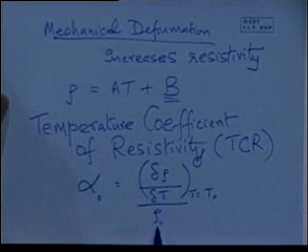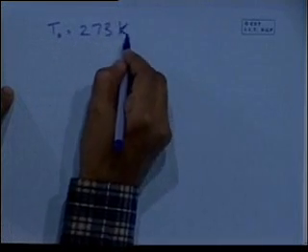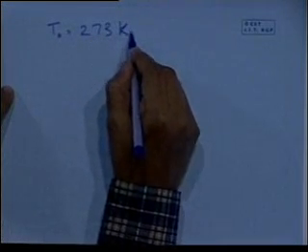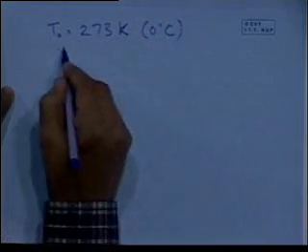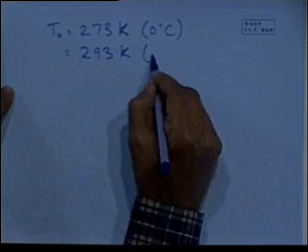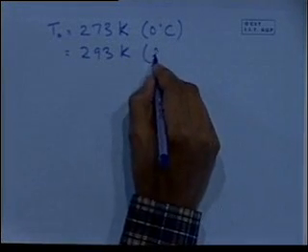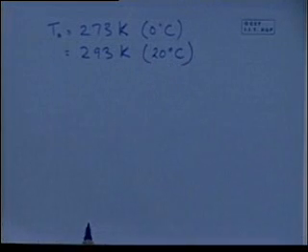So at T naught, the resistivity is rho naught. How does it change when I change the temperature? And the reference temperature that it is typically defined at is of the order of either room temperature, or 0 degree centigrade. Very often you have to specify that temperature. Okay, so they'll give some reference like this.